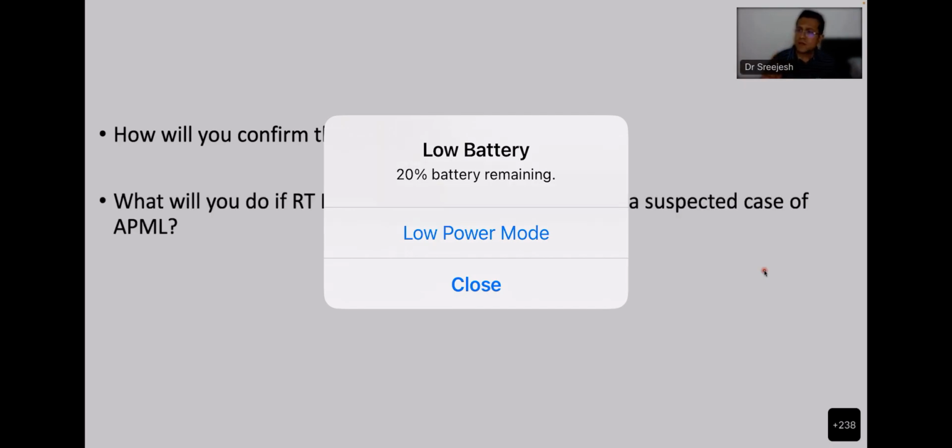So the next question is, what will you do in this case if RT-PCR is negative? I'm saying that I suspect APML, but RT-PCR came negative for PML-RARA. What will you do? What is your differential? There are variant RARA translocations. Correct. Instead of the classical one, there are other variant RARA translocations, such as t(11;17).